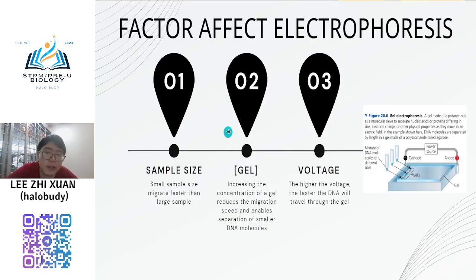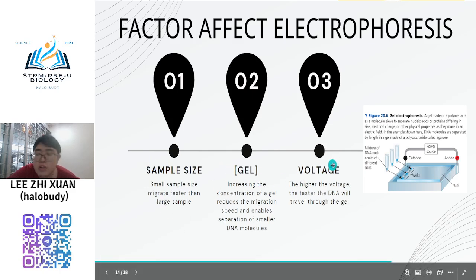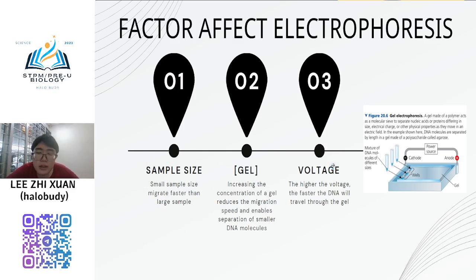So after running the electrophoresis, your sample size will affect the result. Smaller fragments will move very fast. Your gel concentration and your voltage can also affect it. But normally it is just the sample size, because gel concentration and voltage are normally fixed already when we do the experiment. But the sample size we cannot fix, so this is what you need to know.